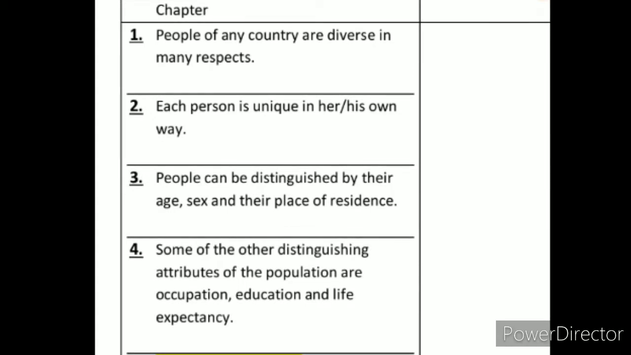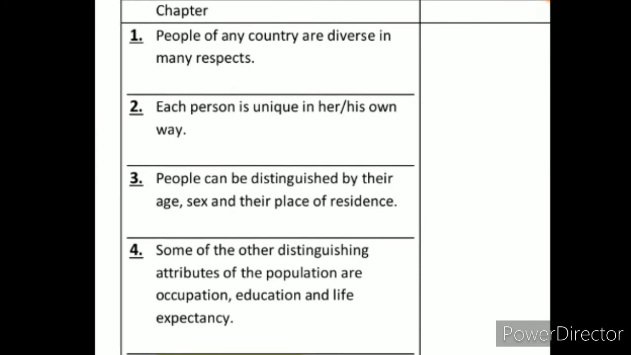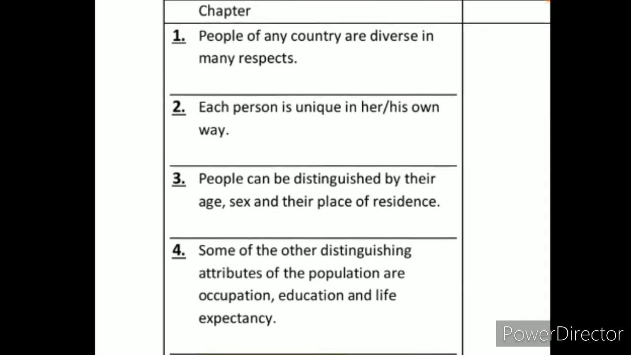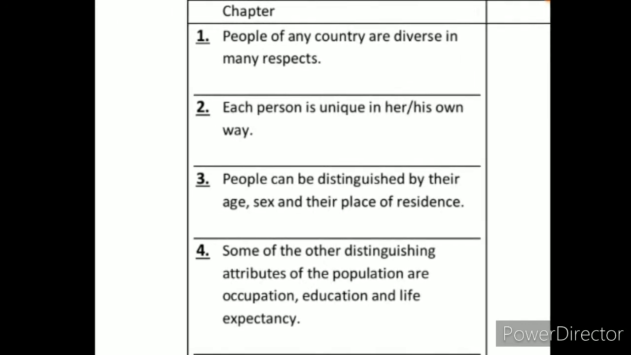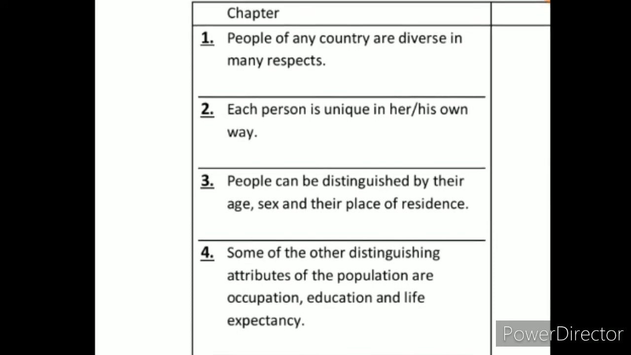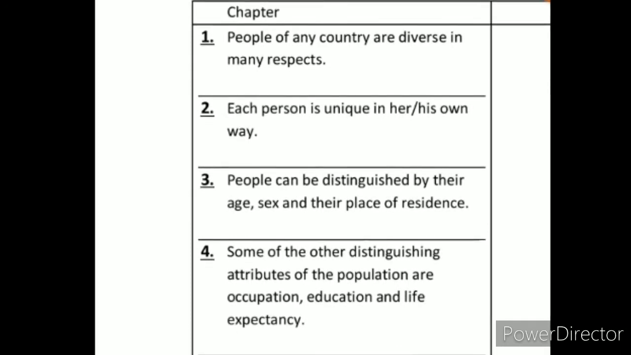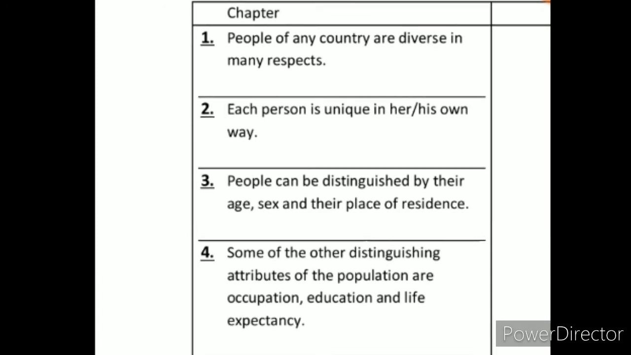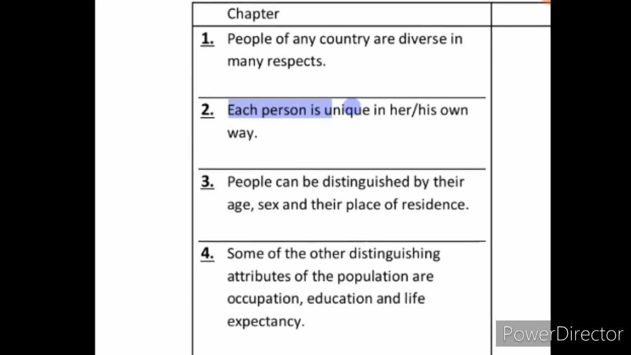People of any country is basically diverse in many respects. If you find we have so much diversity in India. Cannot be same everywhere. We have different cultures. We have different social backgrounds, and then we have other aspects also. Then every person is unique, mainly, right? Everyone is unique, every having its own style of living, everyone having its own culture. So how can people be distinguished from one another?